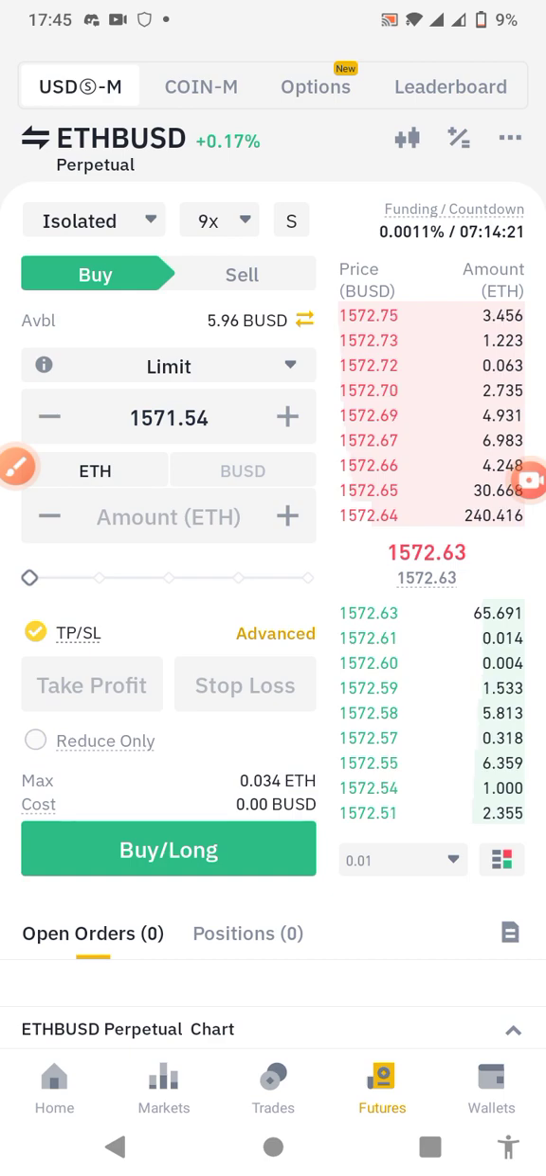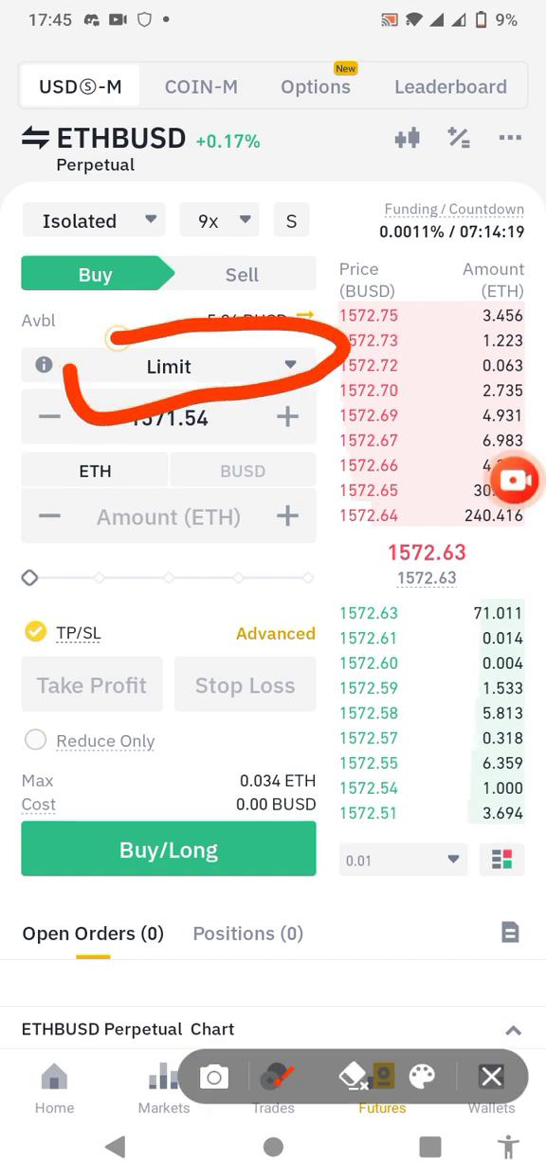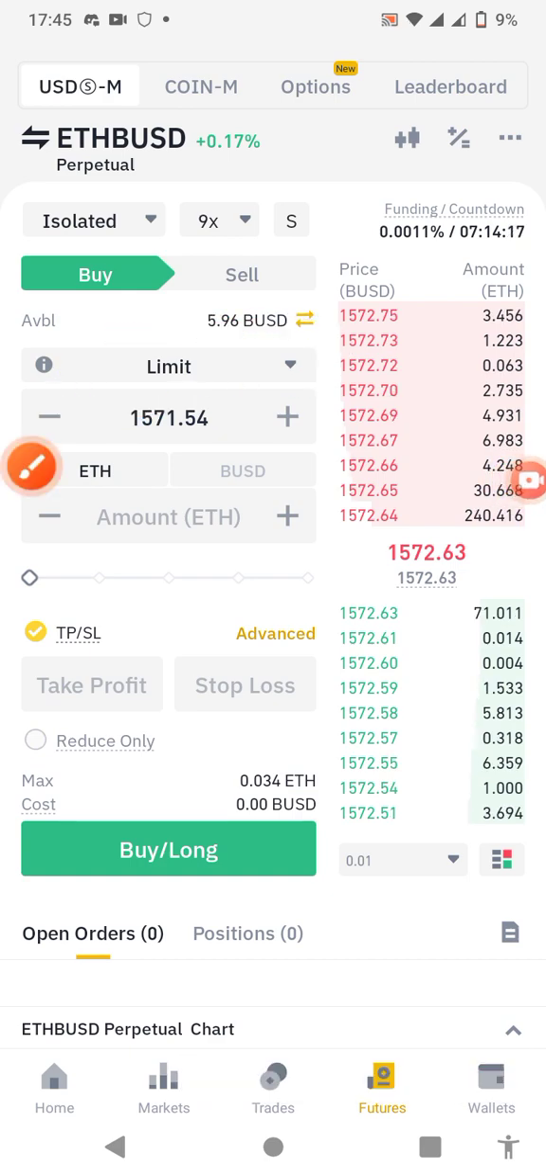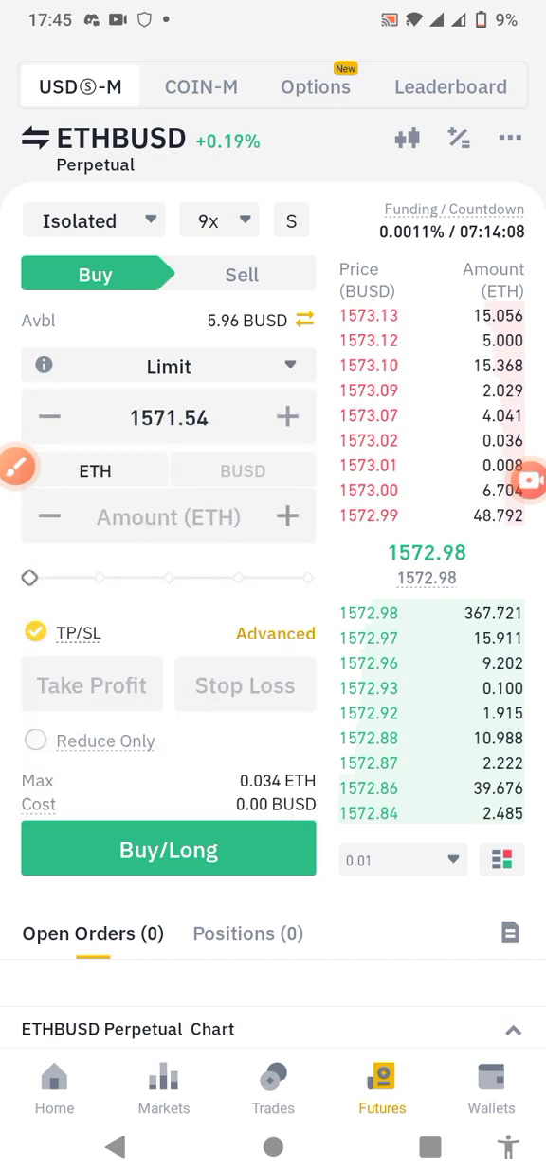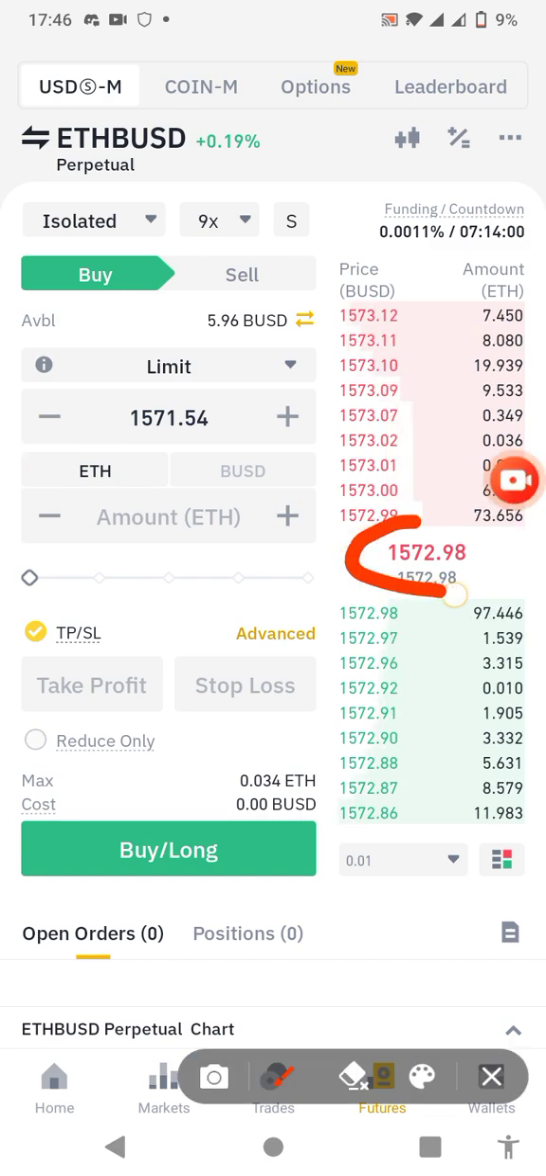So in our case now, we have limits. We have three types of order. We have limits, right? We have the post only, we have the market. The major ones I'll be teaching for the sake of this are limit and market. So limit means I'll be able to take a contract at a specific price. You know, the Ethereum price here is 1572.